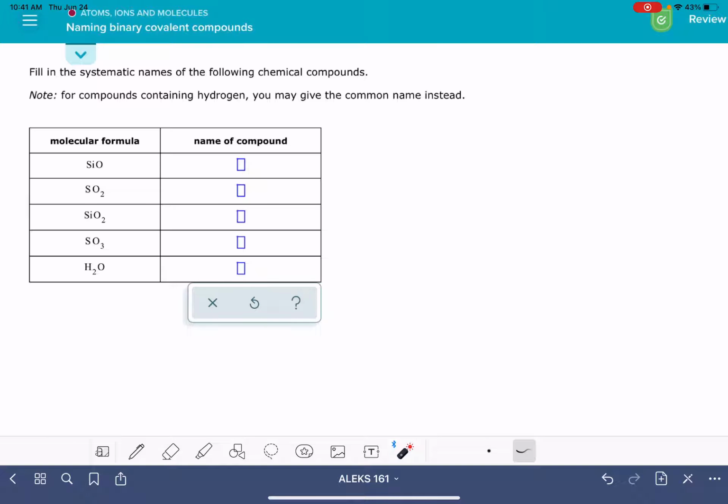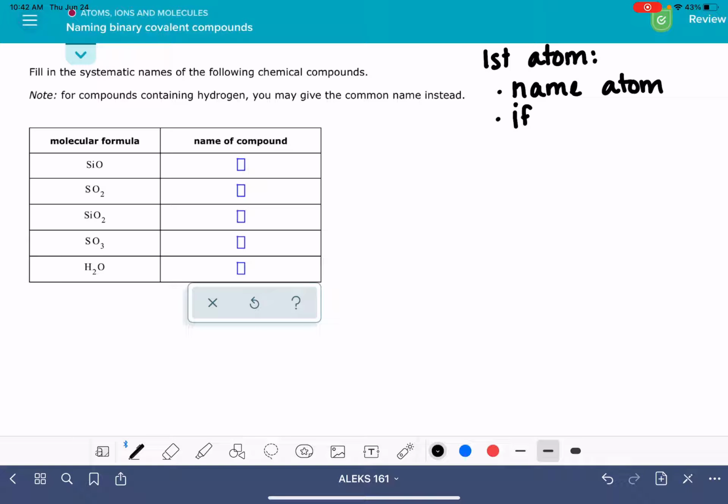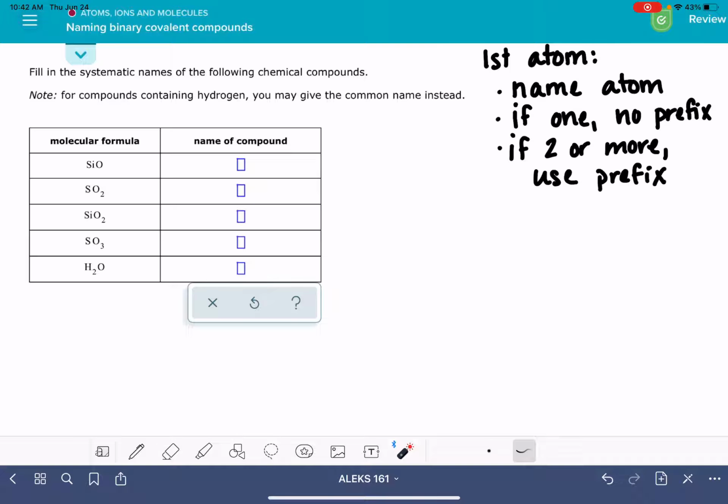So there's going to be two parts to the name. You're going to name the first atom in the molecule, and then you'll name the second atom in the molecule. And the rules that we're going to follow are different for the first and the second atom. For the first atom, we are going to just name the atom like normal. We don't do anything to modify the name of the atom. If there is only one, then we are not going to use a prefix to indicate the quantity. If there is two or more of that particular atom, then we are going to use a prefix to indicate the quantity.